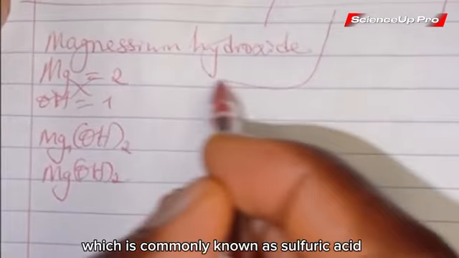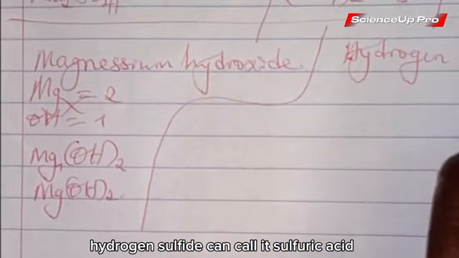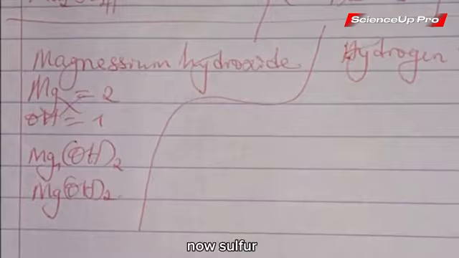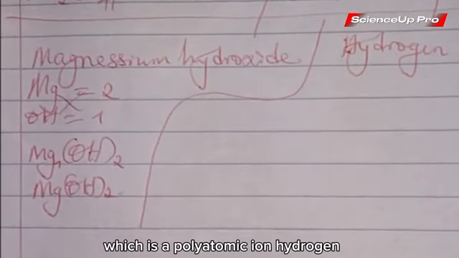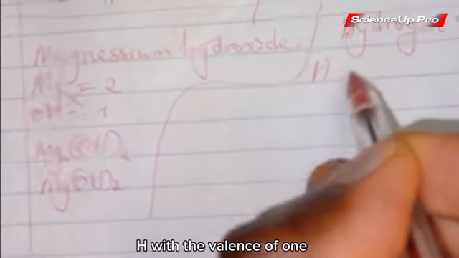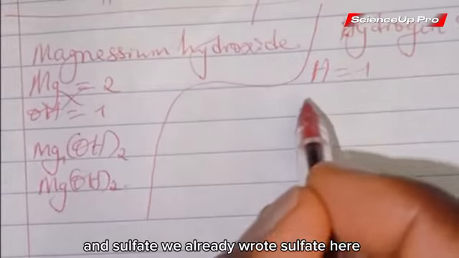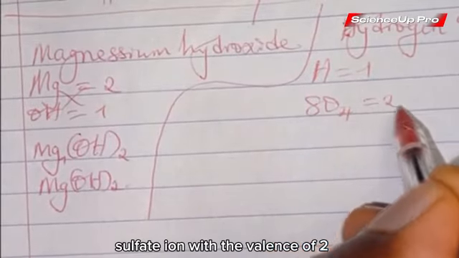Hydrogen sulfate, which is commonly known as sulfuric acid. Hydrogen sulfate, you can call it sulfuric acid. Now, hydrogen sulfate is made of hydrogen and sulfate, which is a polyatomic ion. Hydrogen, I'm going to write H with a valence of 1. And sulfate, we will write sulfate ion here, with the valence of 2.